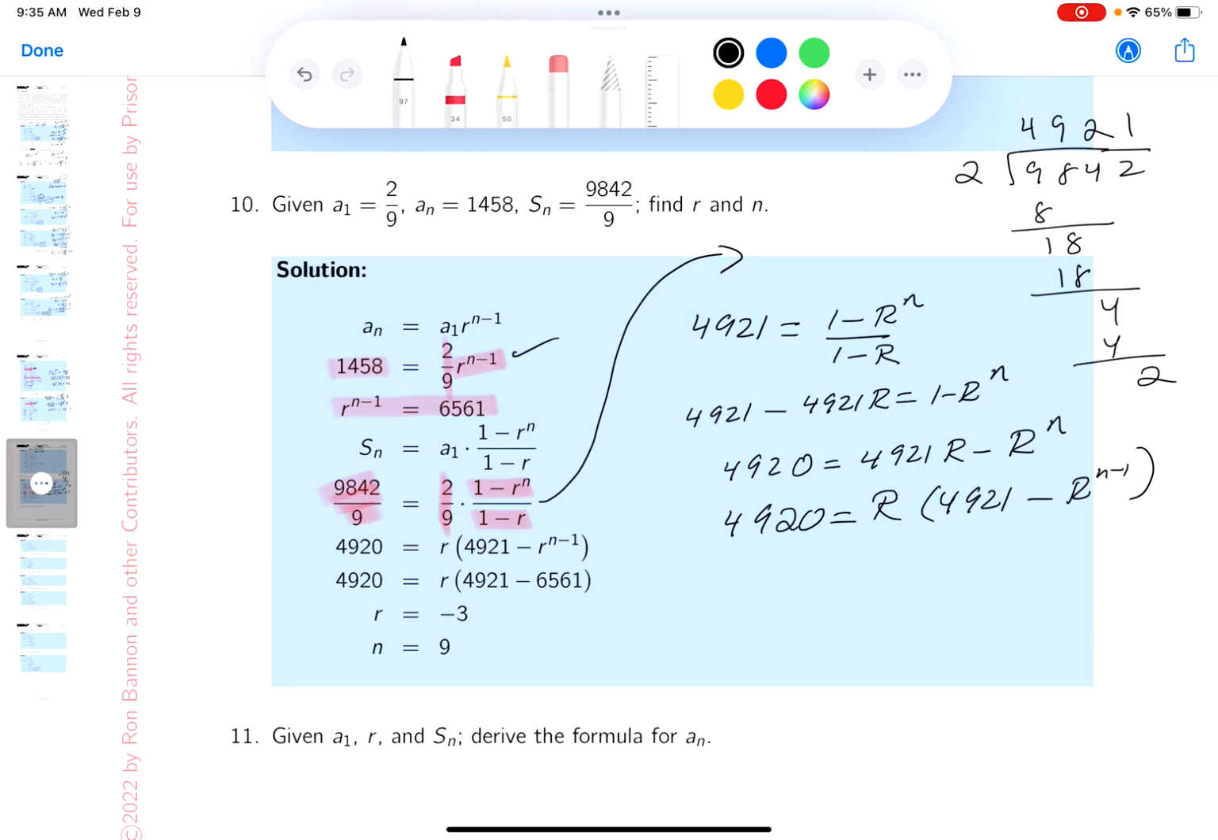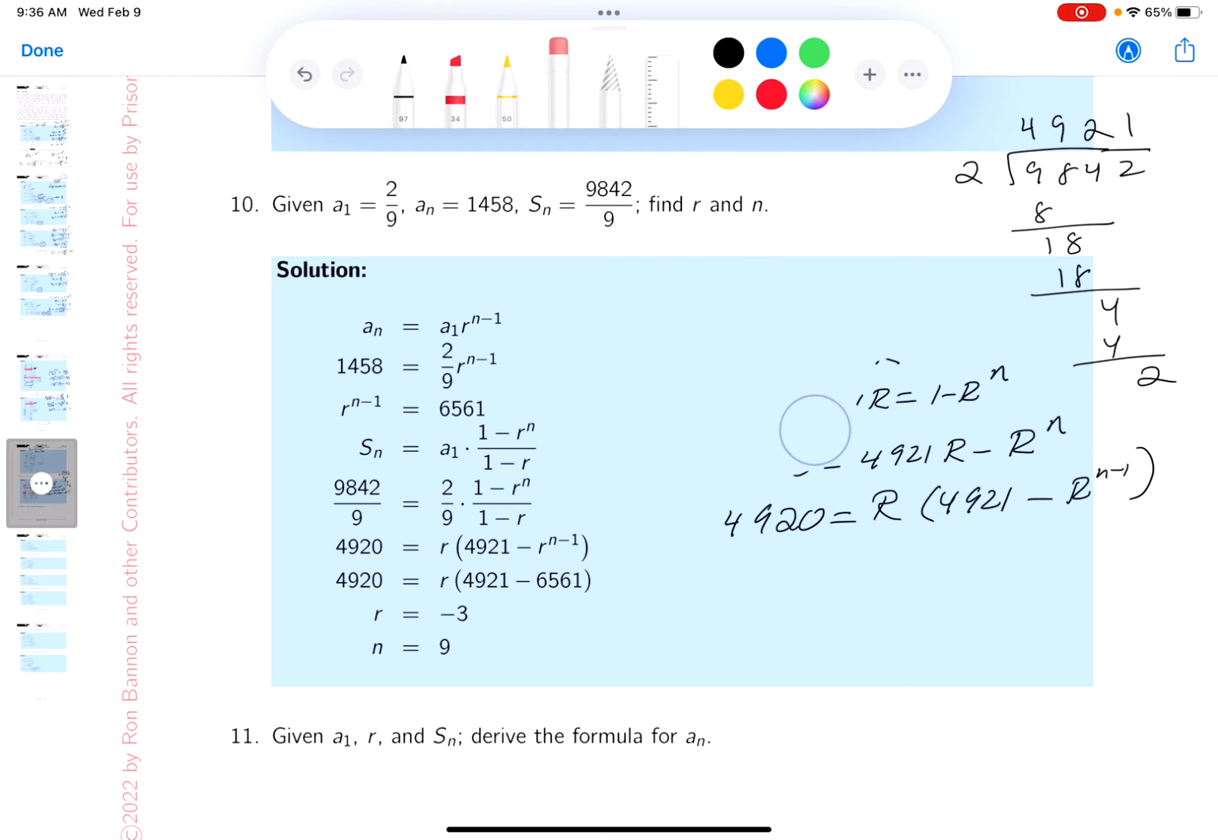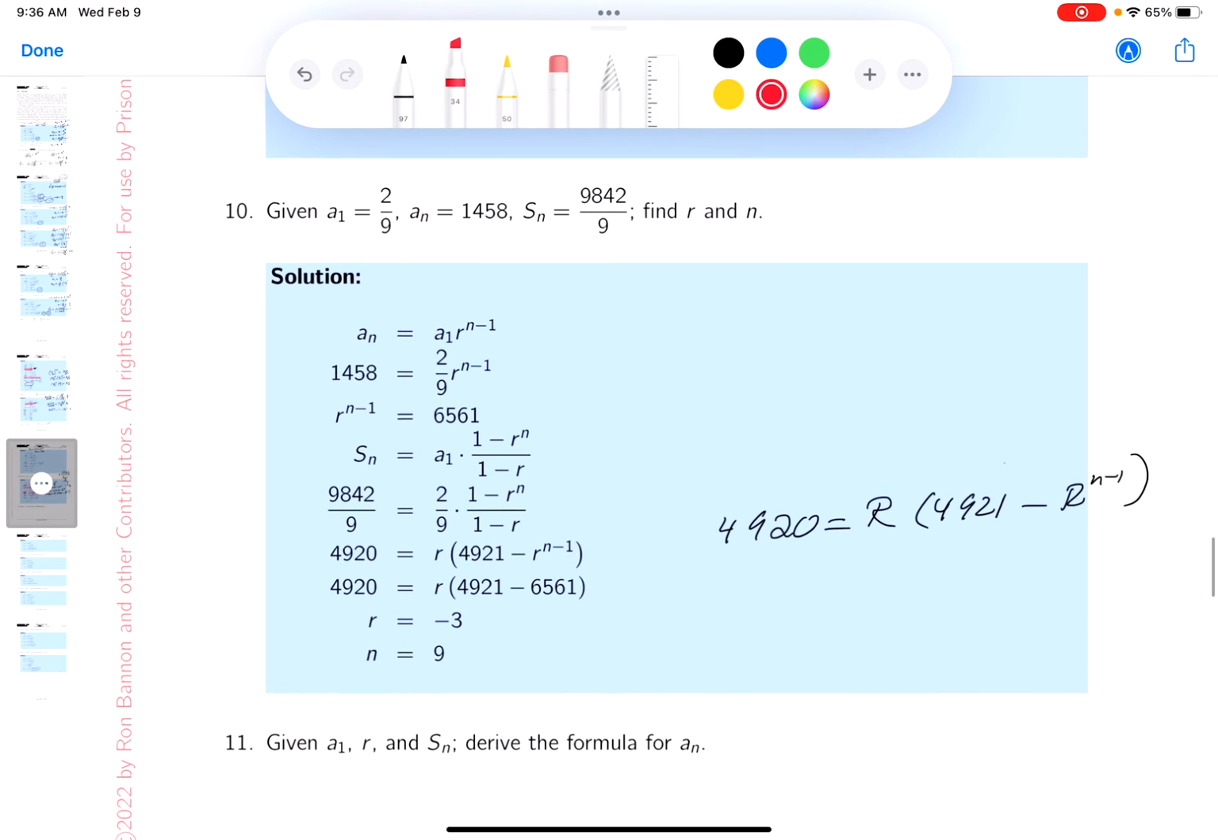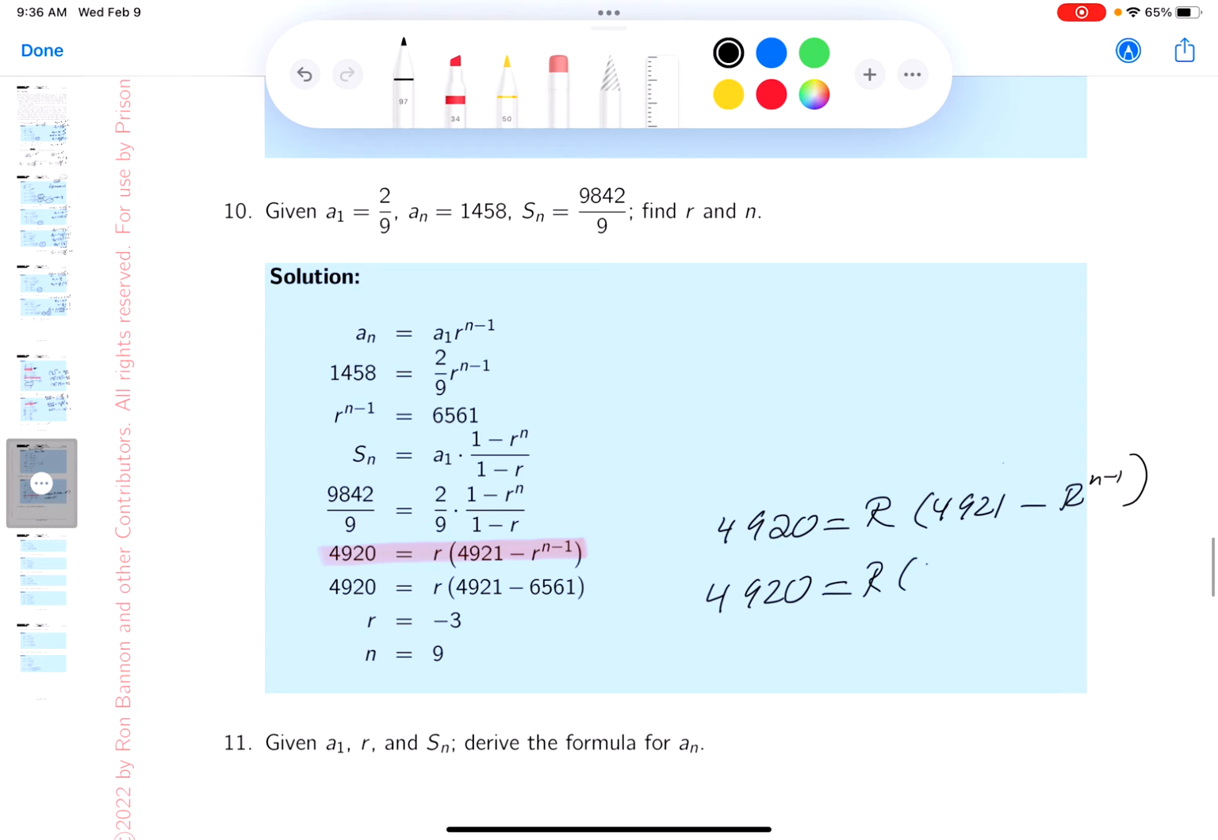All right? So let me point out, I'm going to start to make some erasures over here. We're done with that. We're done with this. And I'm done with all that work over there. I want to make sure I'm getting to where I expect to come up with. I expect to come up with this. And I got it: 4920 equals r times the quantity 4921 minus r to the n minus 1. The next thing I'm going to do is I know what r to the n minus 1 is. Let me write that down for you.